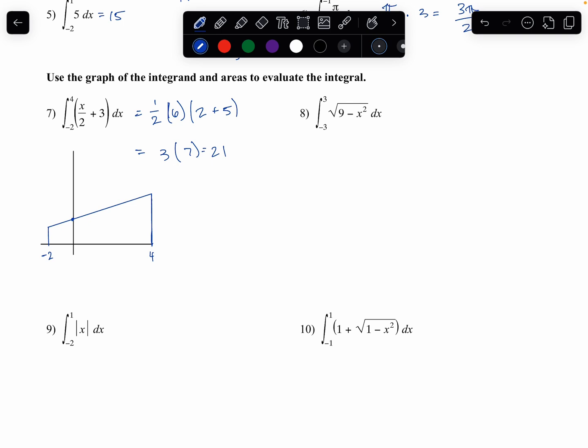Okay, and then here, again, if you need to graph these in Desmos to get an idea of what they are, but that right there is just a semicircle. That's a semicircle with a radius of 3.